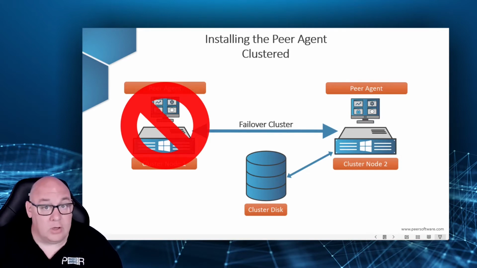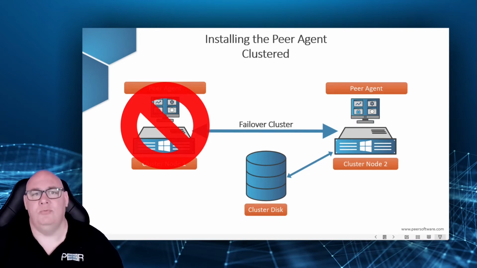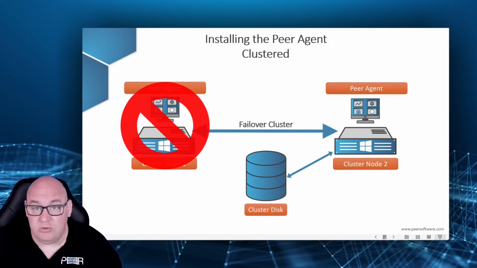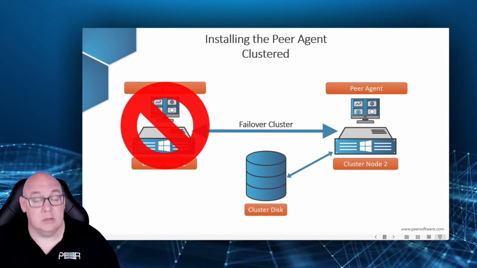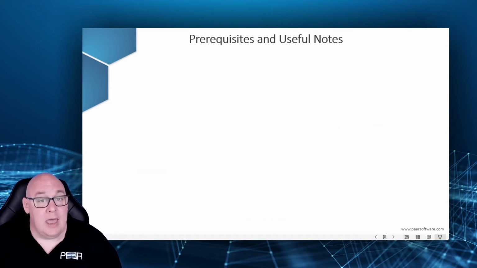When a failover occurs, the PeerGFS jobs will automatically be restarted on another node and will use the same job configurations, logs, IP addresses, and so on. After a brief period, each Peer agent will reconnect with the Peer Management Center and all jobs set to auto start will begin. Now, there are a few prerequisites and some useful things to note.